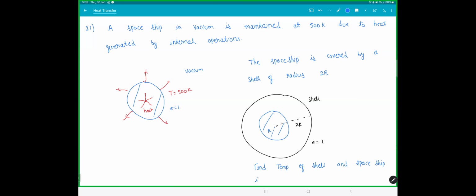In steady state, meaning net flow must be zero, whatever is coming must go away. Again, listen to the whole story. You have a spaceship in vacuum. Temperature is 500 Kelvin, maintained by internal heat generation. Now the same spaceship, when you cover it with a blanket of radius 2R, something changes and the temperatures are not 500 anymore. So what is the temperature of the outer shell and the temperature of the spaceship? This would be an advanced paragraph question. I'll ask you these only: temperature of the shell and the temperature of the spaceship.